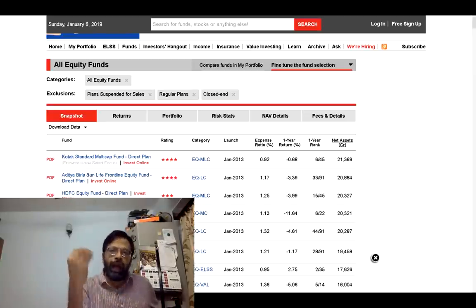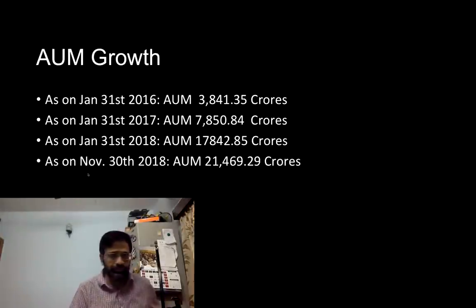I want to find out how this AUM grew and whether this AUM growth had any impact on its performance. So let's look at the AUM growth, and this data is from the fund fact sheets. The links can be accessed from my blog post, which is in the description box. On 31st January 2016, it had only about 3,800 crores. After 1 year, it became 7,800. And after 1 year, it became 17,842. Wow. And as per the last published fact sheet, it's like 21,469 crores.